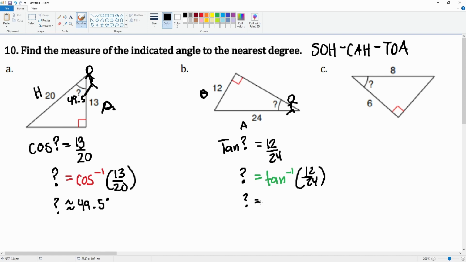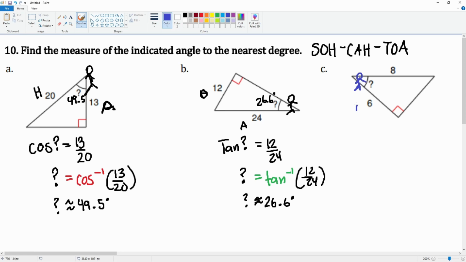All right. So plug that into your calculator. Tan inverse of 12 divided by 24. That gets you approximately 26.6 degrees. Okay. Then C. We draw the person here.